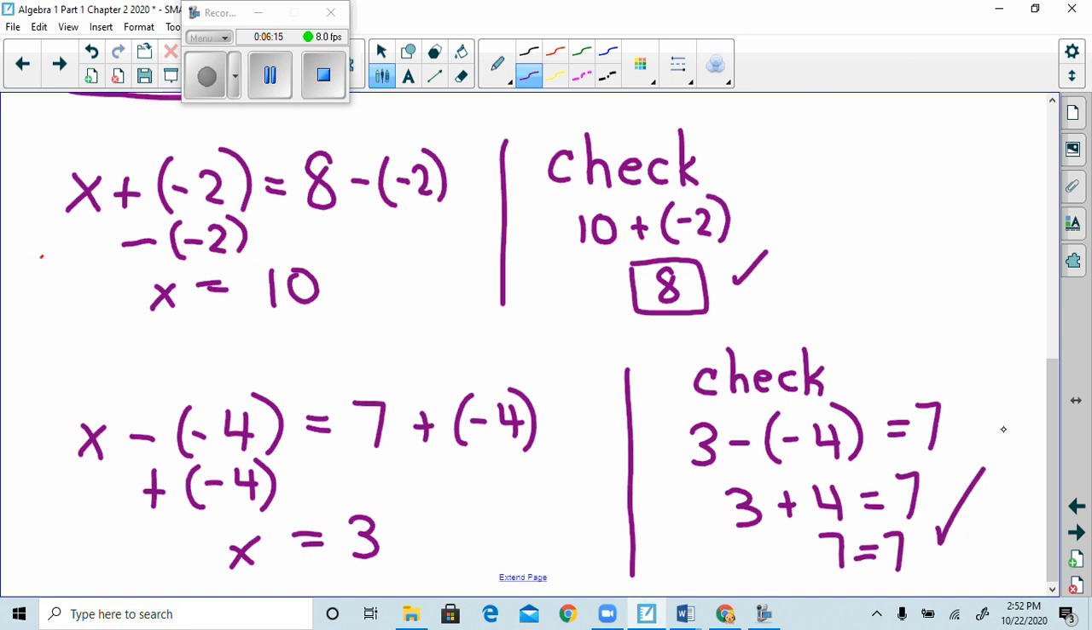And that's all we have with our one-step equations. They don't really get much more complicated than that. So once again, we'll practice some more, and next time we'll move on to a new section.